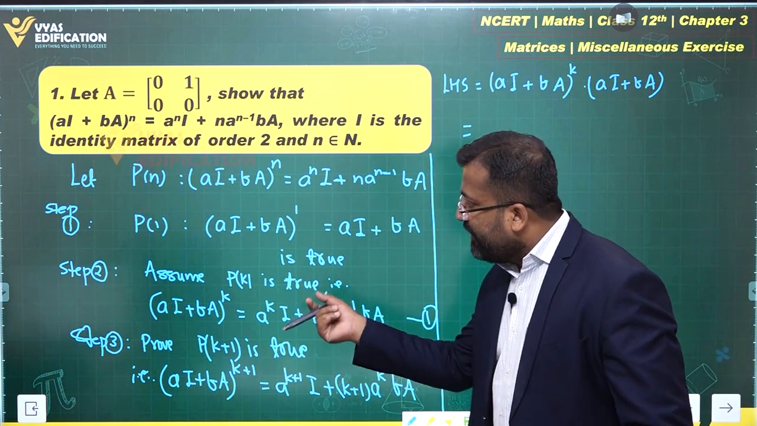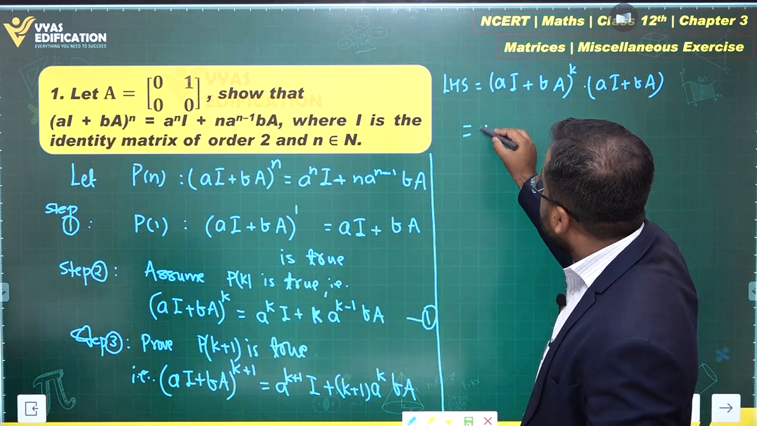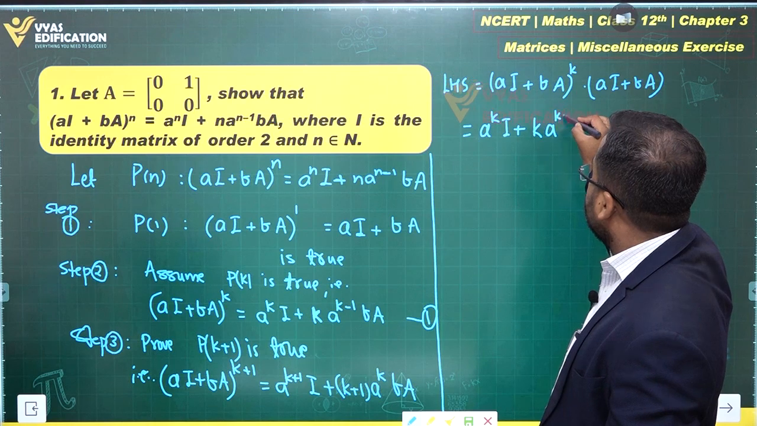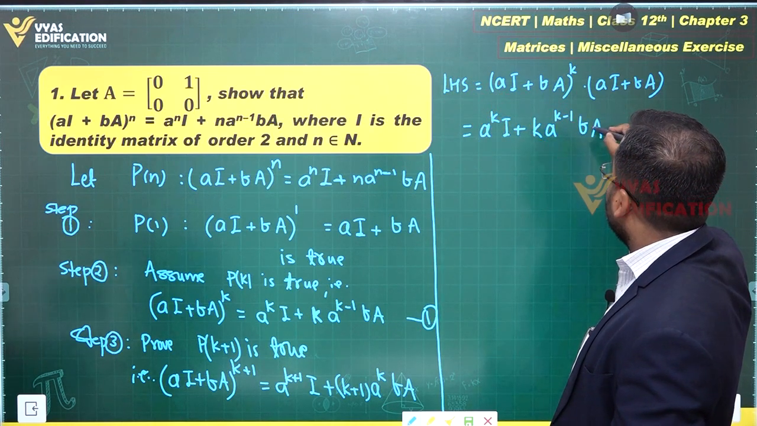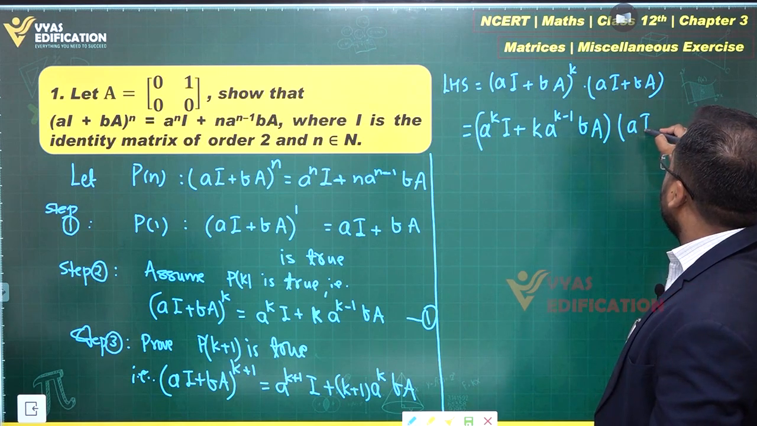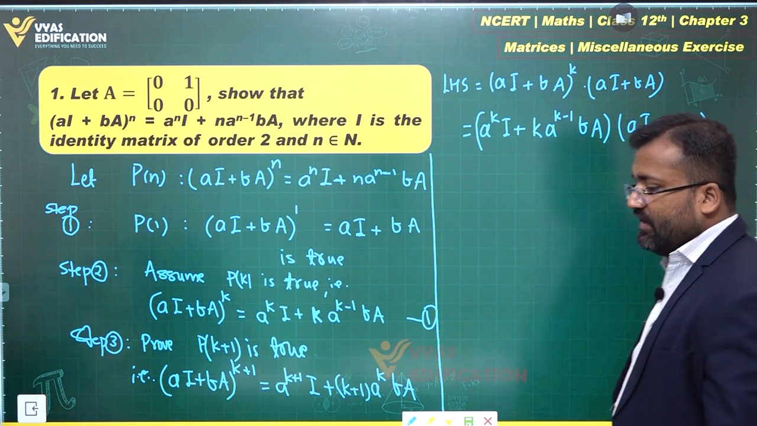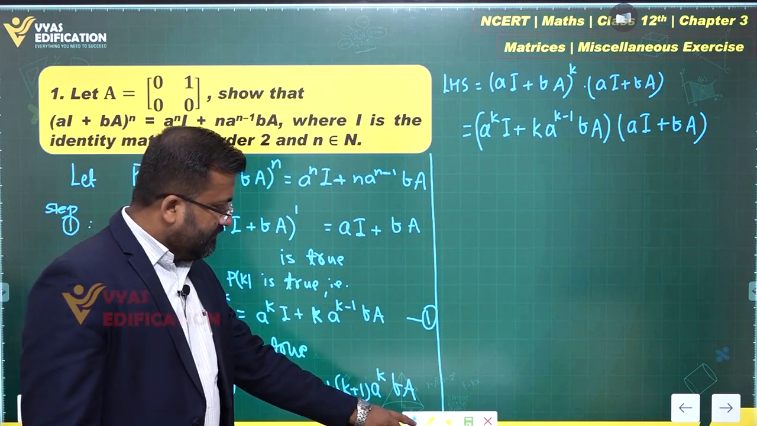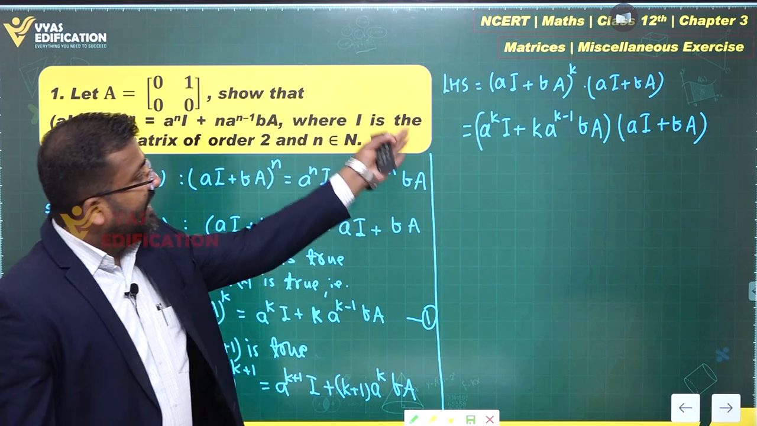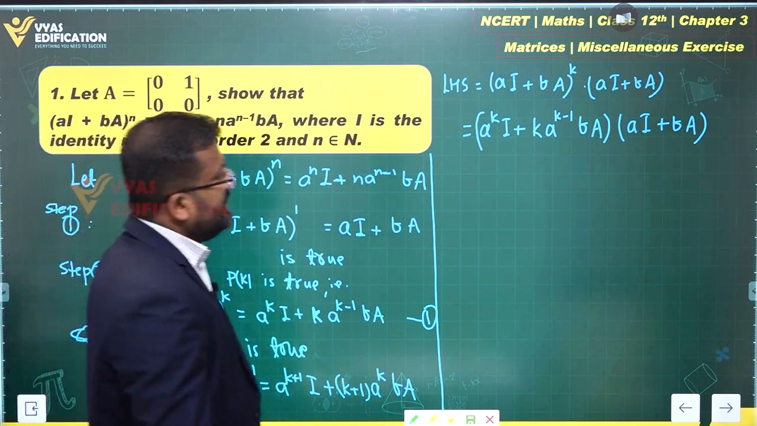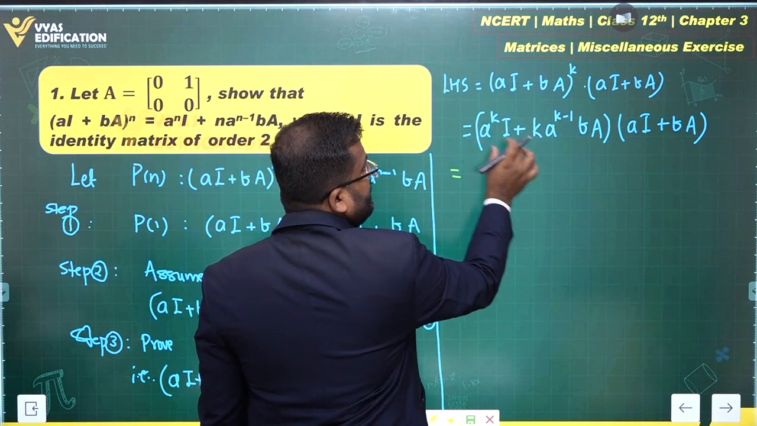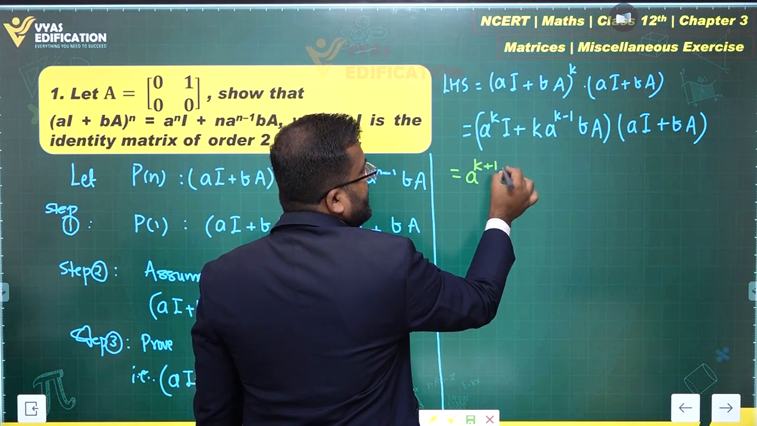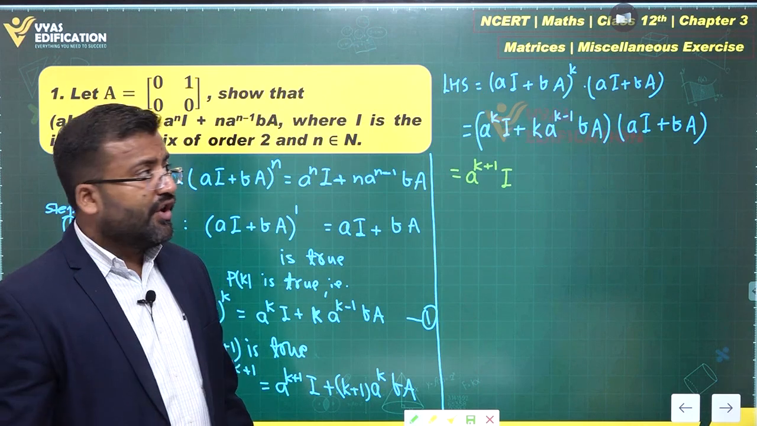So (Ai + Ba)^k is equal to something. Let's substitute that. What we have over here is a^k i + k a^(k-1) Ba, and then you have Ai + Ba again. What next? We simply simplify this expression by multiplying. Let's apply the distributive law. This multiplied by this, what will you get? a^k times a, which is a^(k+1), times i squared, which is equal to i only.